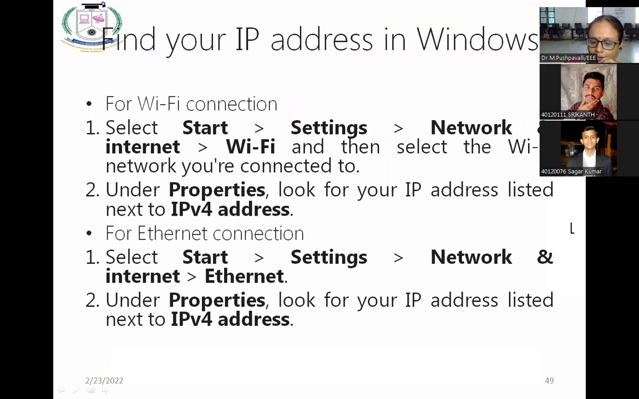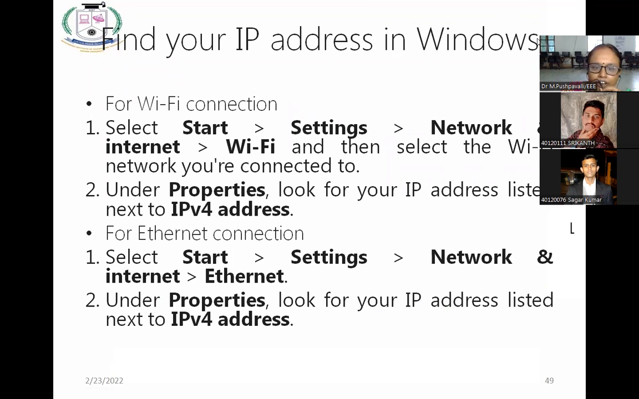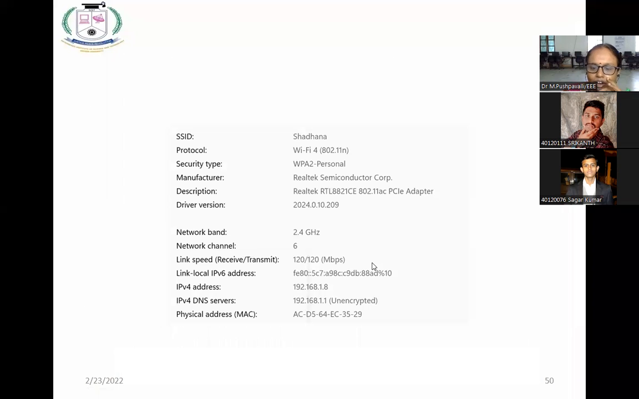Now, in your laptop or mobile, this is the procedure to see the IP address. Go to your start settings. In network and internet, in Wi-Fi, click on properties, and definitely you can get it. This is for my house IP address.